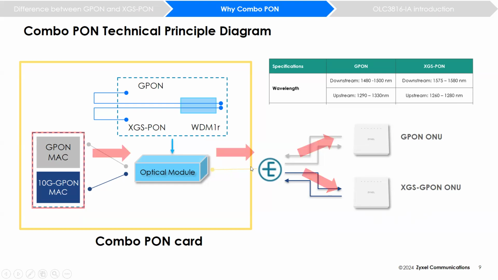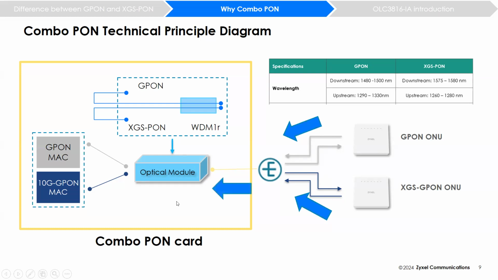Okay. So this is the downstream direction, and when uploading, we can see that the upstream direction is the same. Both the GPON ONU and the SGS PON ONU will send the signal back to the combo PON card, and then the signal will be demultiplexed by the optical module on the card, and then sent back to the corresponding MAC channel here.